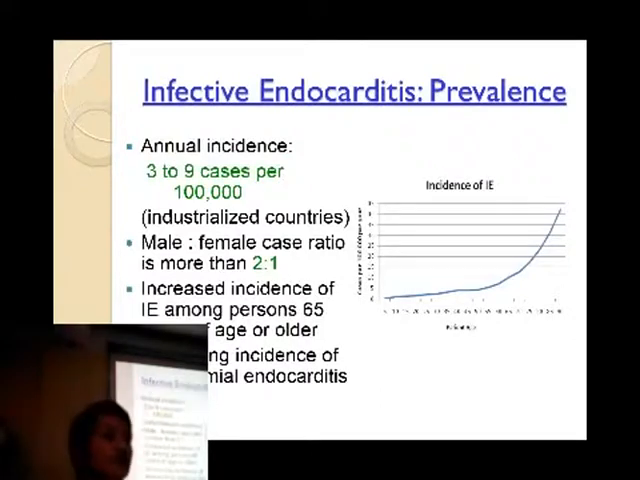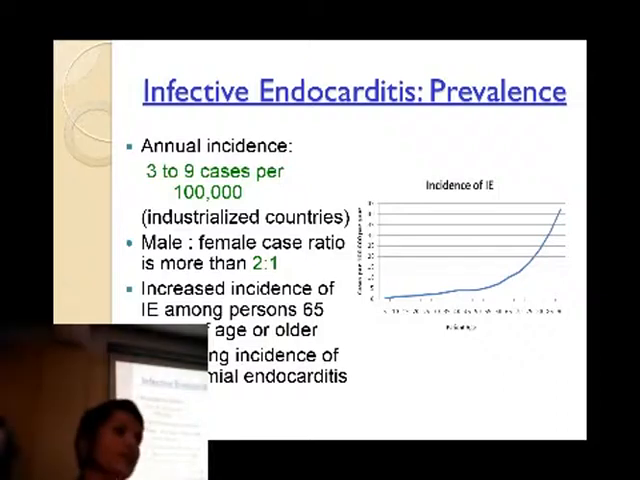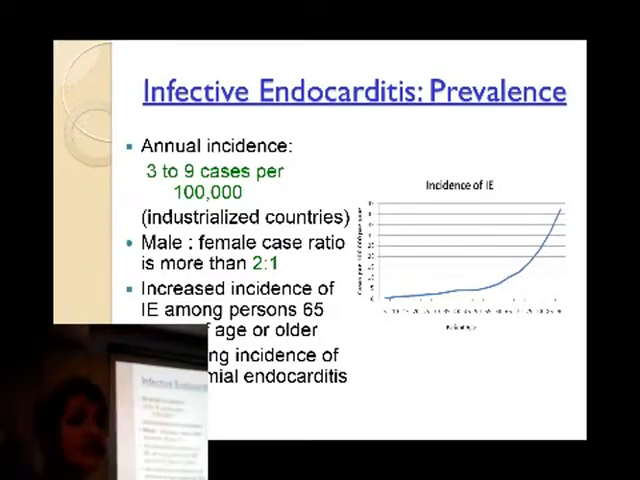So prevalence in the community, we haven't got a specific or more precise idea about our own prevalence in a developing country. However, the annual incidence of infective endocarditis is about 3 to 9 cases per year per 100,000 population in industrialized countries. This figure is definitely high among us in Southeast Asia and all the other developing countries. Now, when you take male to female preponderance, the ratio is exceeding 2 to 1.